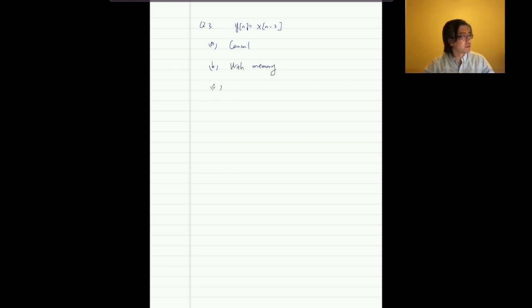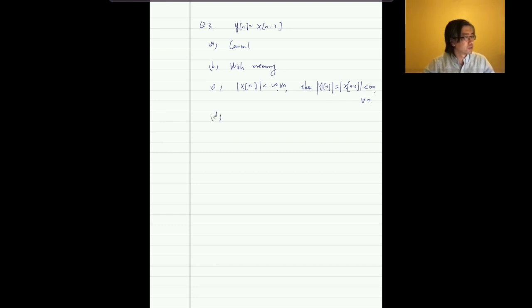Okay. And number C is to say whether the system is BIBO stable or not. So clearly it should be BIBO stable, right? Because if the input signal x of n is less than infinity, then the output y of n, which equals x of n minus 2, is less than infinity, right? Because this holds for all n, right? So this holds also for all n. Okay, so let's see number D.